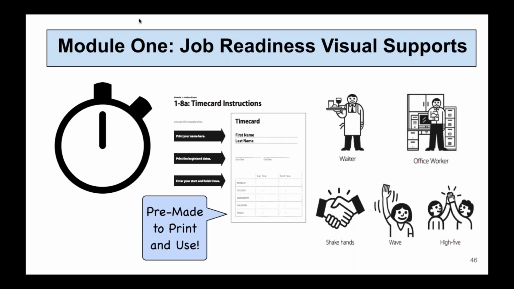Some visuals that come with the program are already pre-printed and ready to use time cards, as well as time card instructions, as well as things like office worker, waiter, things you can do when you walk into an environment, such as shaking hands. So there are tons of visual supports, all related to these job readiness concepts, all throughout Module 1.